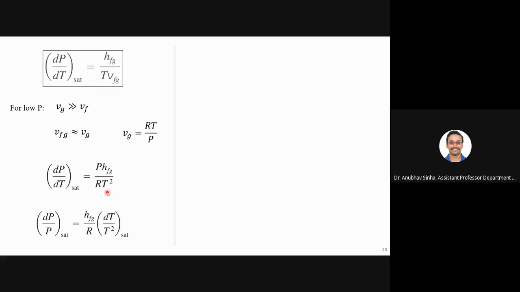Now let us do some rearrangement. Let us say dP and P will take the LHS, so it becomes dP/P, and dT will come this side, so it becomes dT/T squared, and the remaining terms are HFG and R. So these are written here.